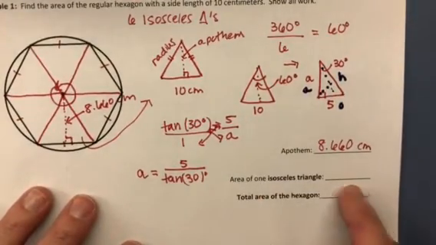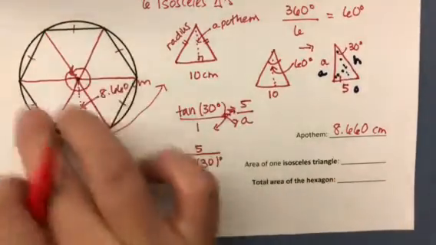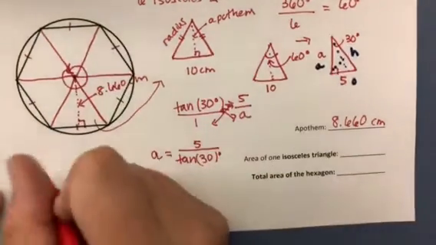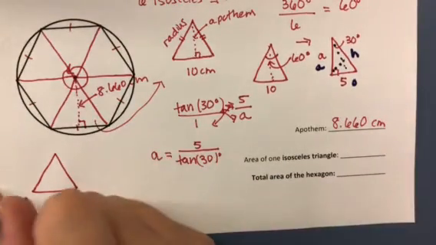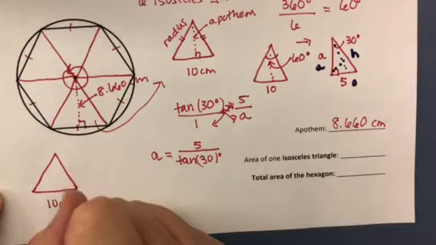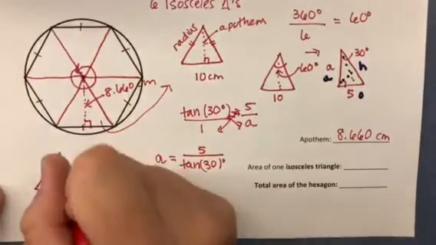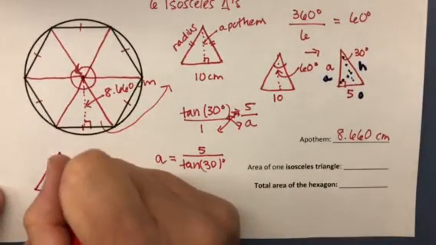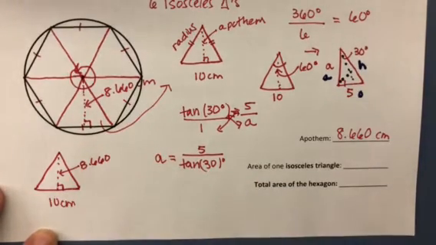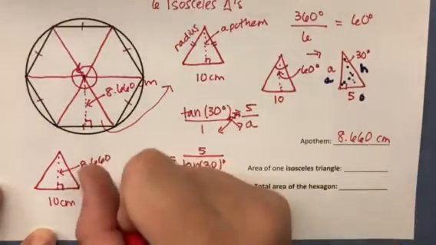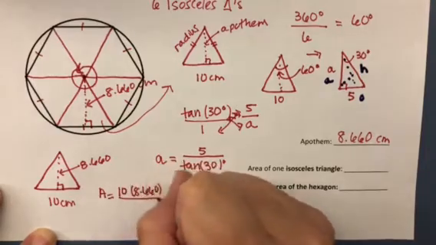Okay, so now what we're going to do is find the area of one of those isosceles triangles. We remember we have 6. I'm going to sketch one over here again. So going back to the isosceles, not the right triangle within it, we said all of the sides are 10 centimeters because that leg right there is the hexagon side. And when we found the apothem, what we really found is the height of this triangle. So if we plug this into our area formula, we know area is base times height divided by 2.